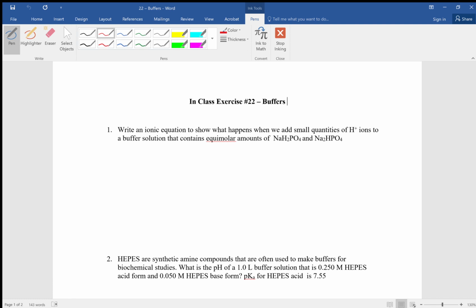So H plus is of course an acid. And so if we're adding an acid, then that acid is going to react with whichever species in the buffer solution is the base. So which of these species is the base? Well, it's going to be the one that has fewer protons. Here we have 2 protons, here we have 1 proton. So the HPO4 is our base.